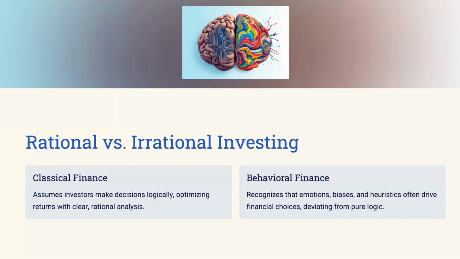This ideal investor assumes making decisions logically, optimizing returns with clear rational analysis. Perfect information: in classical finance, it assumes that all relevant information is immediately and efficiently incorporated into asset prices. Investors are seen as having access to and perfectly processing this information. Utility maximization: investors are considered economic men, homo economicus, whose sole objective is to maximize utility, satisfaction or financial gain, by making perfect logical decisions.